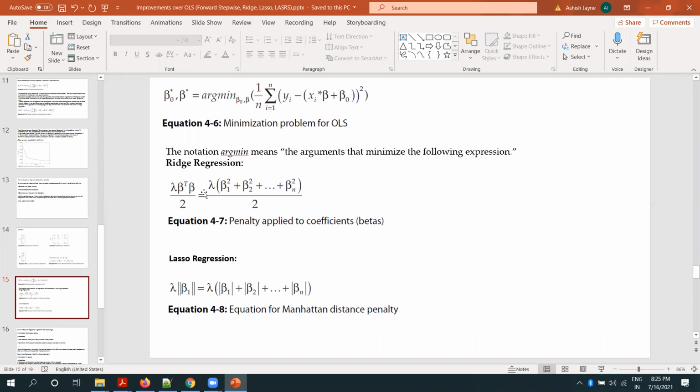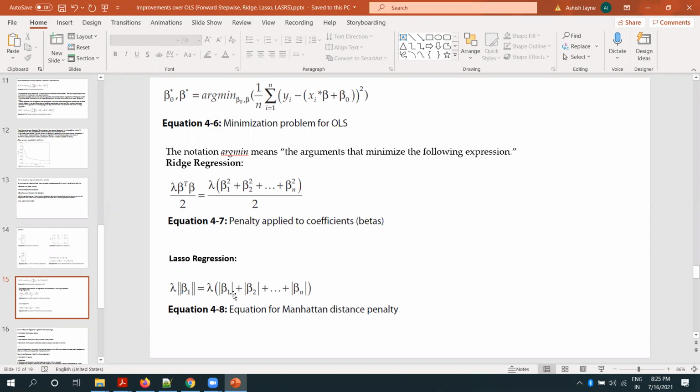Next comes ridge regression, where we were seeing alpha, but over here the author chose to use lambda. That is not a problem. You can change it to any Greek letter as you like. And this is beta transpose times beta, which essentially means that you are getting a square of each term in beta.